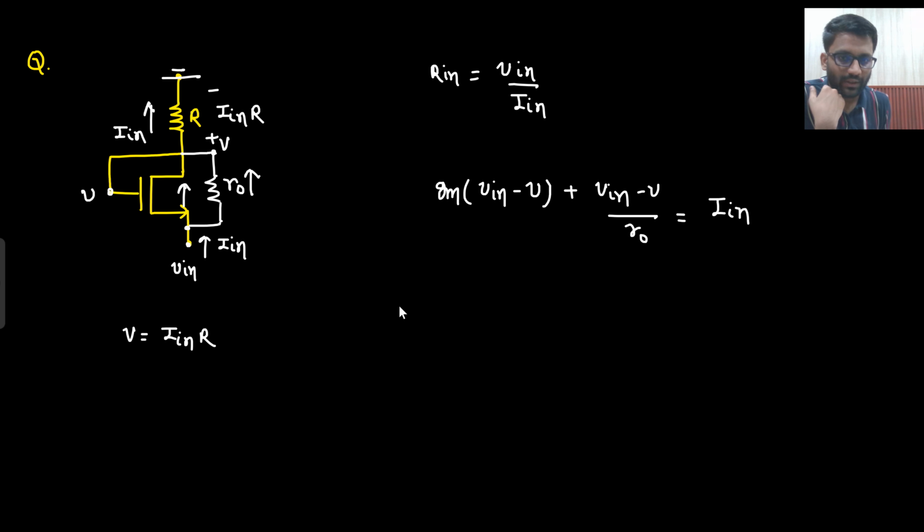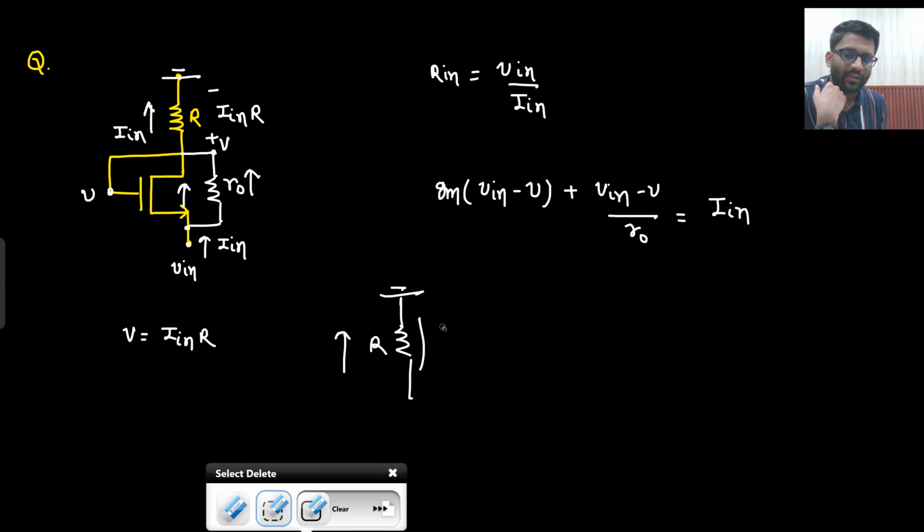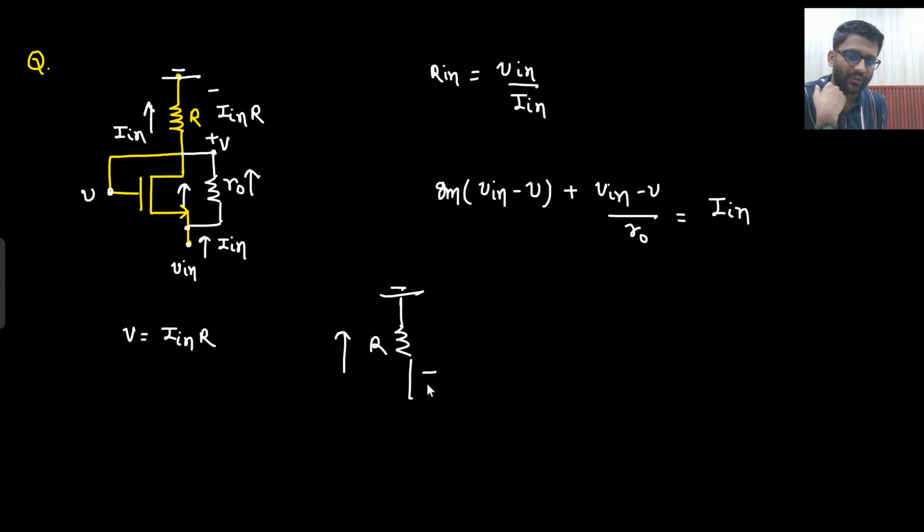This is very simple network analysis, but if you don't know these concepts, then it is very tough for you. The current is flowing like this. If the current is flowing upward, what will be the drop? Let's just say this current is Iin. So what will be the drop? Iin into R. So if this node is grounded, 0 volt.